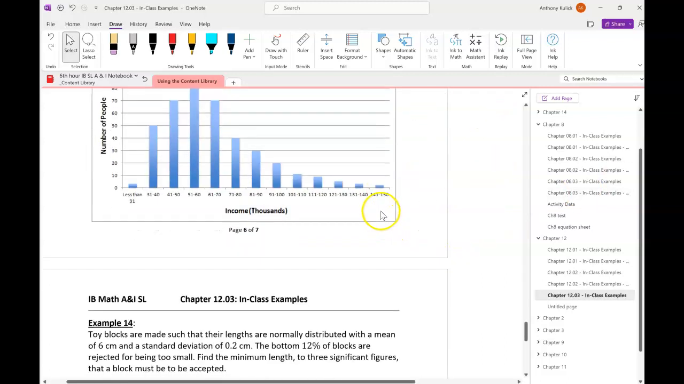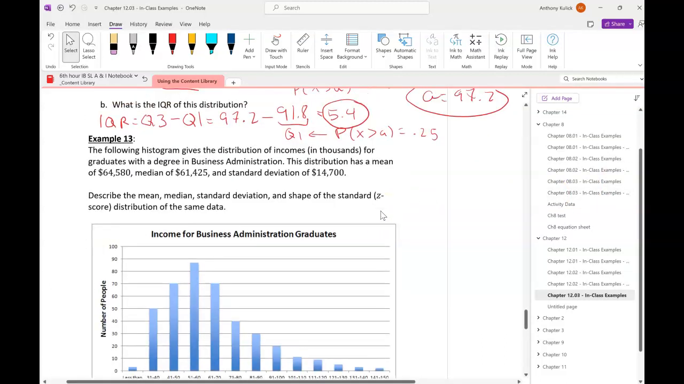All right, Christian, you got a picture. The following histogram gives the distribution of incomes in thousands for graduates with a degree in business administration. This distribution has a mean of 64,580, a median of 61,425, and a standard deviation of 14,700. Describe the mean, median, standard deviation, and shape of the distribution of the z-scores of the same data.